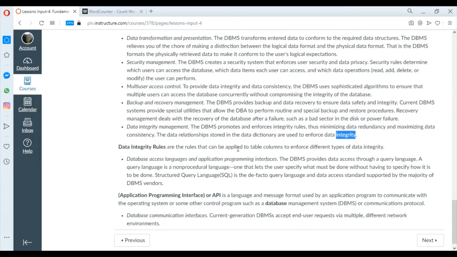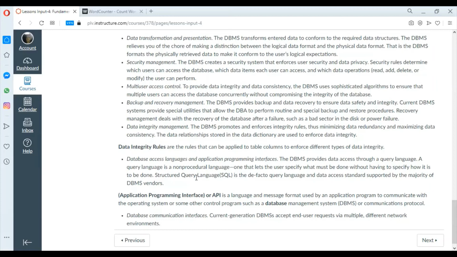So we also have data integrity rules. Basically, they are the rules that can be applied to tables in order for us to enforce different types of data integrity. So we can set rules to our database objects in order for us to make sure that the data coming out and going in our database are having integrity or are verifiable. Okay.